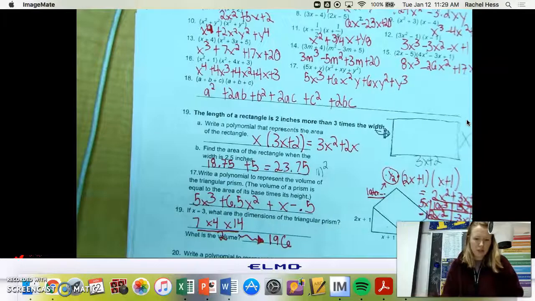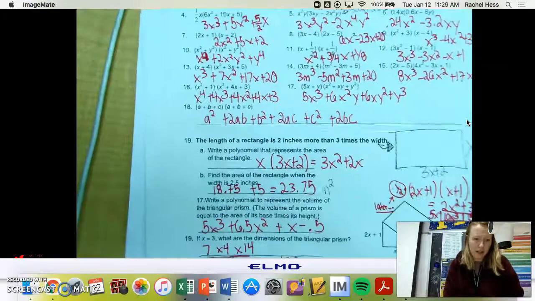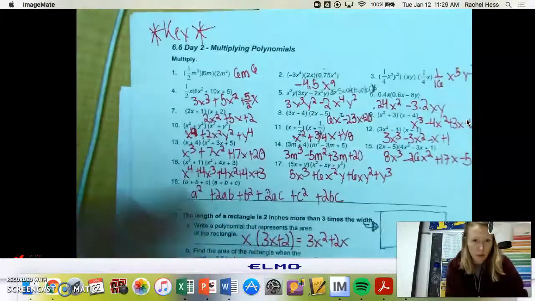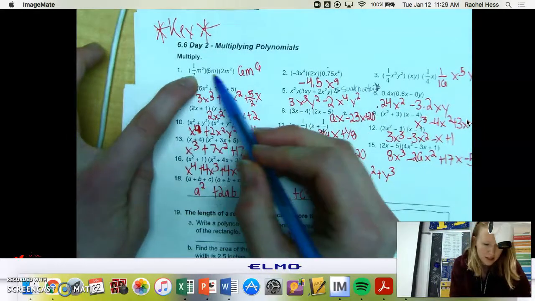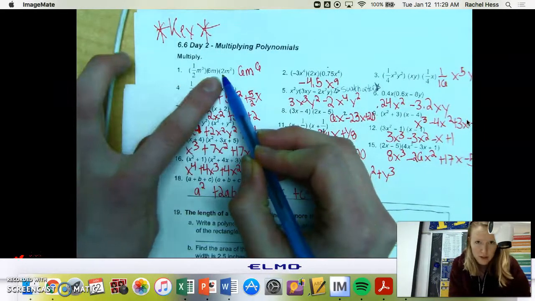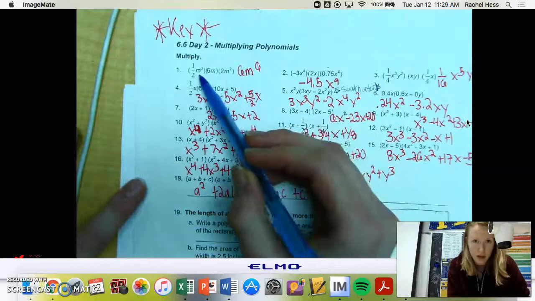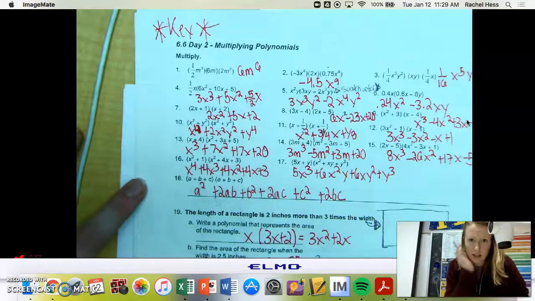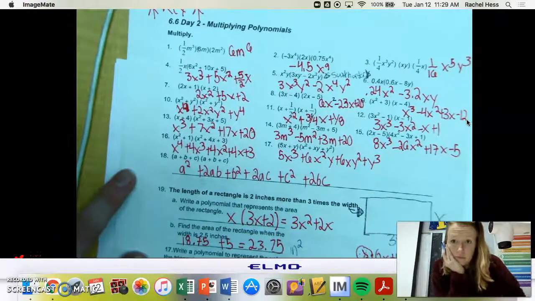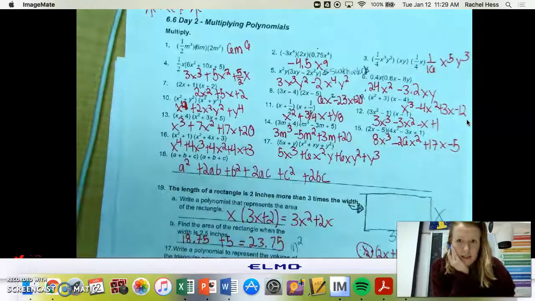Let's see here. For day 2, this one was a little bit more complicated. When you're multiplying multiple monomials, you're going to multiply each constant. So half of 6 is 3, and 3 times 2 is 6. And then you're going to add all of your exponents together to get 6. But yeah, 1/4 times 1/4 is 1/16.